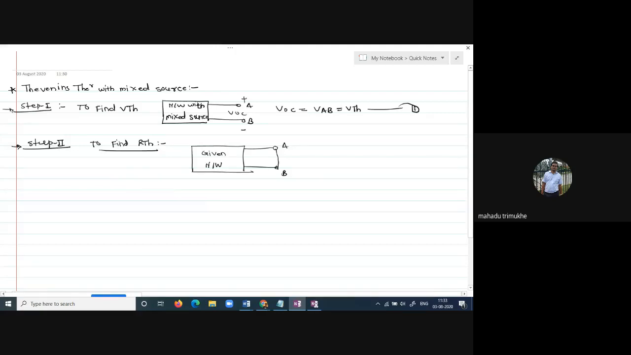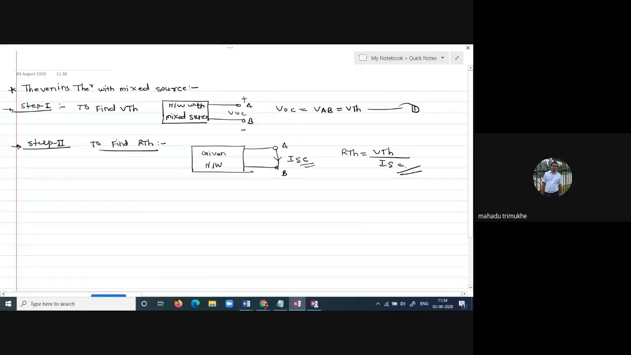With the short circuit, some current is flowing. That is the short circuit current, ISC. By using this current ISC, you can easily determine RTH. How do we determine RTH? RTH is nothing but V by R, that is VTH divided by ISC. Very simple. Just keep the steps in mind.